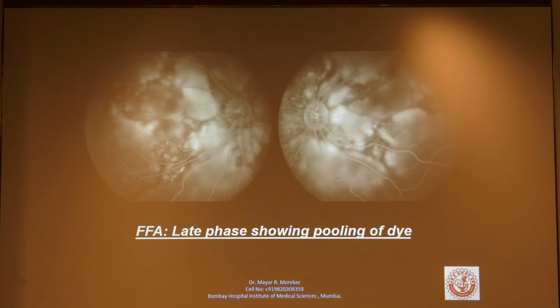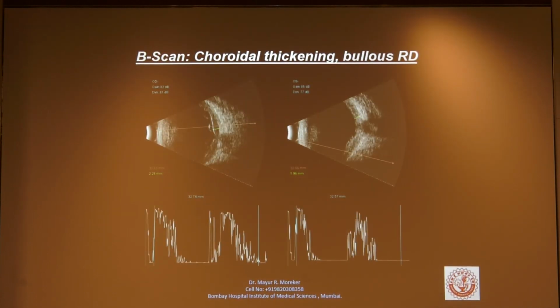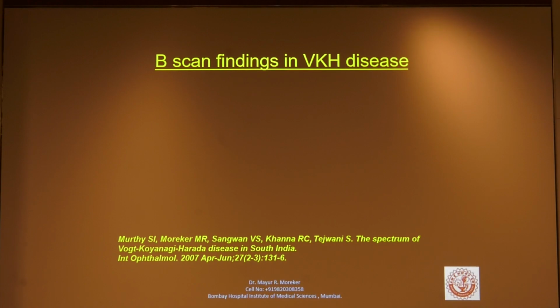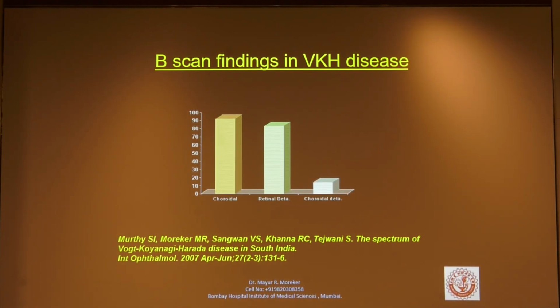This is the fundus picture on presentation, and the FFA showing the various stages. I've just put the late stage over here, the late phase showing the pooling of the dye. And herein the B scan is important because the B scan will typically show a peripapillary choroidal thickening and the elevated retina. You can see the pockets of retinal elevation are also obvious over here. The corresponding A scan vector. This patient was a case of ocular VKH treated with methylprednisolone, immunomodulated with cyclophosphamide pulses and oral azathioprine to achieve good vision. B scan findings in VKH disease have been highlighted.